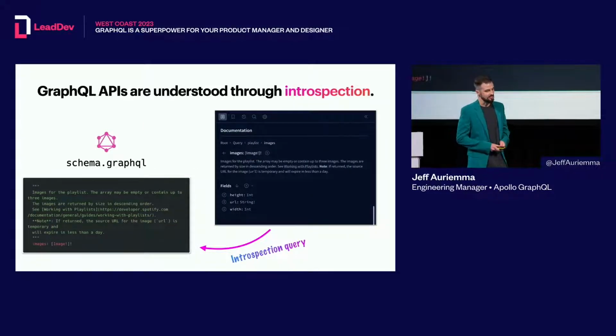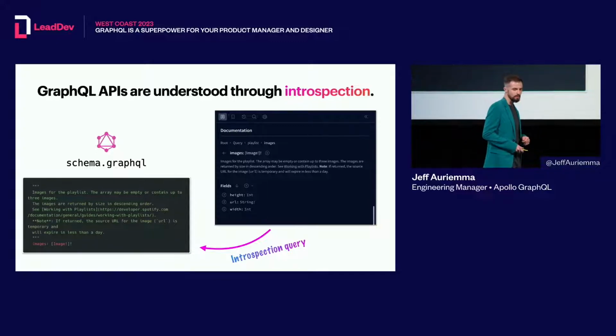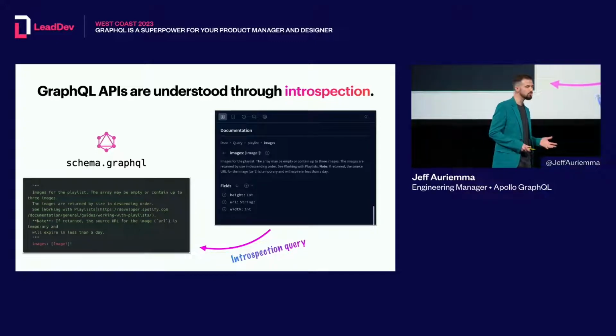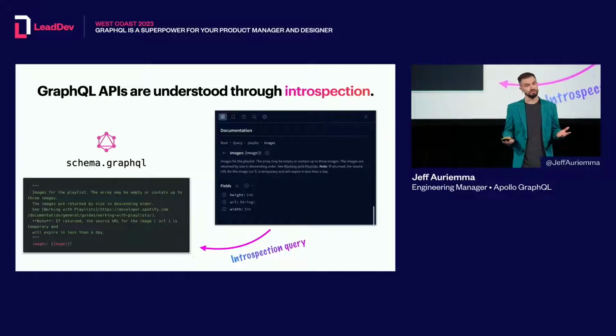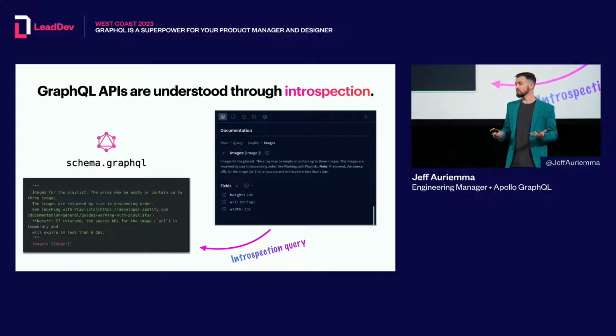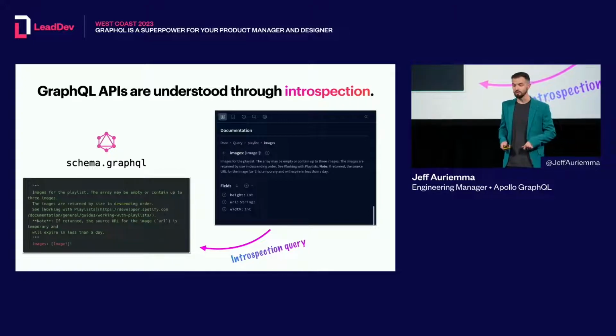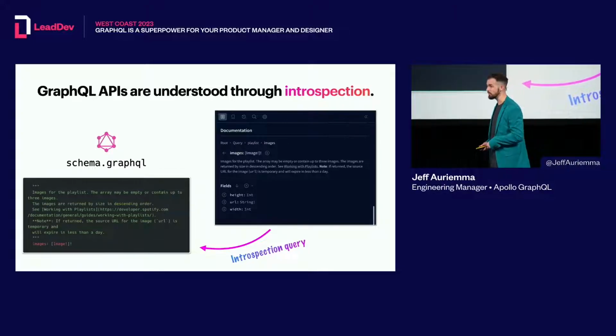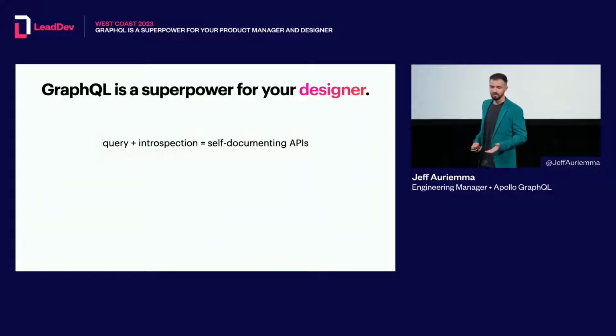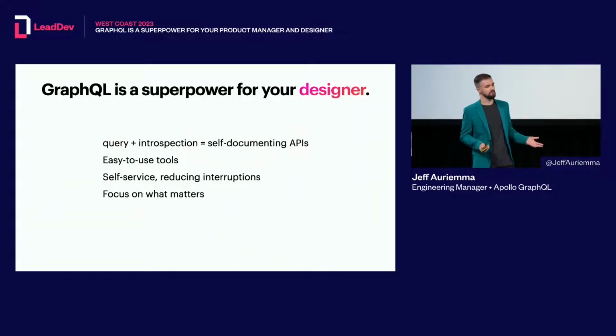Introspection is made possible thanks to the schema document, a required part of a GraphQL API. The code, the type annotations, the descriptions, they all ship together. So GraphQL services are self-documenting by default. Every single GraphQL API will be able to be explored in full by an IDE like what we saw earlier. And that's why when your engineers adopt GraphQL, they're giving superpowers to your designer.